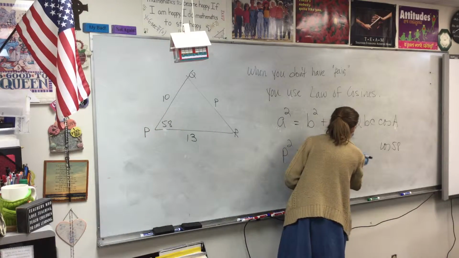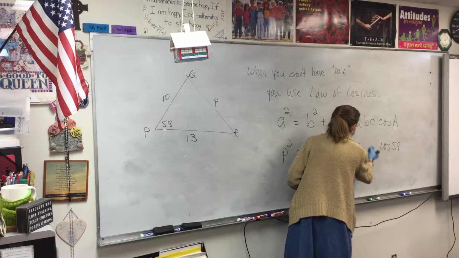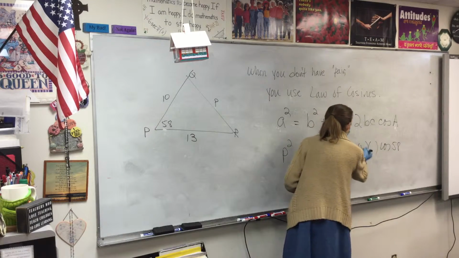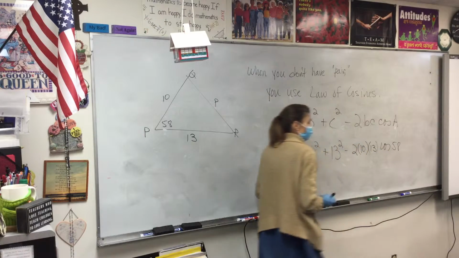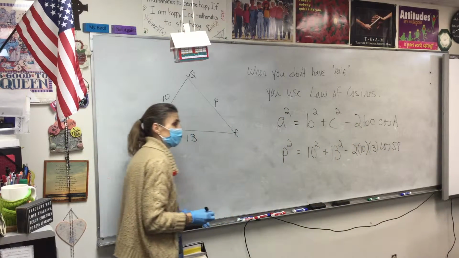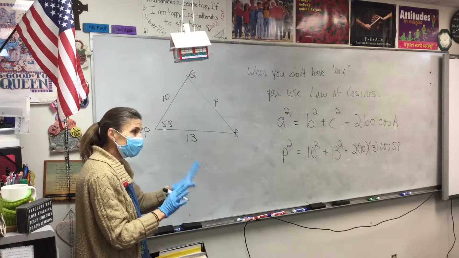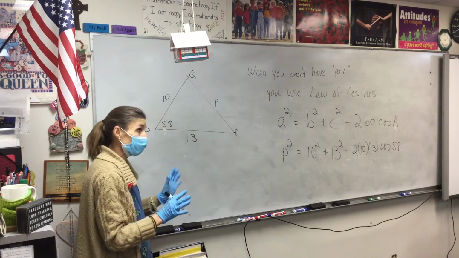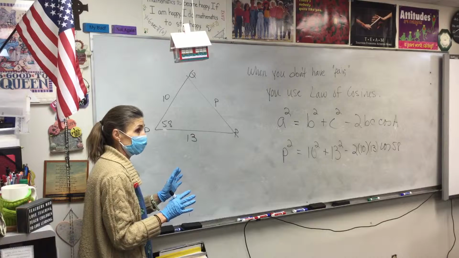Minus 2, that's a 2. 2 times. Okay, now what's going to go in here? What will be in C? 10 and 13. So it's really not that tough. It's tough to kind of memorize and write it all out, but the way it works is really easy.